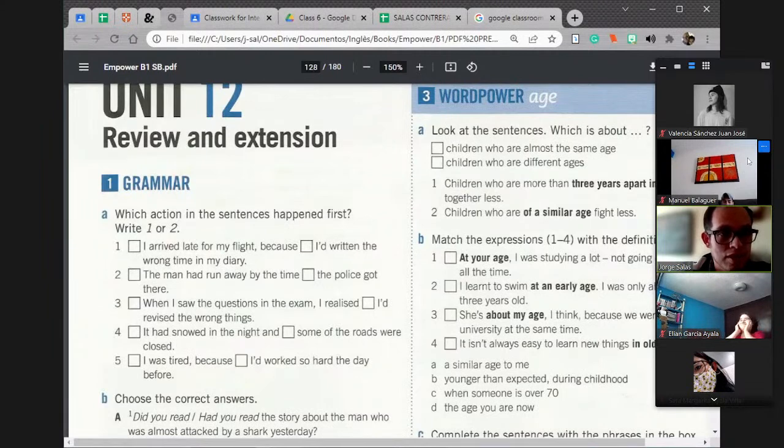Answers on the screen or over the chat, as you wish. Okay. Let's start at the very beginning. We need to recognize, as we said, if we're going to work with different actions in the past, we need to know what happened first. So, one or two? Take a minute and let's start solving.